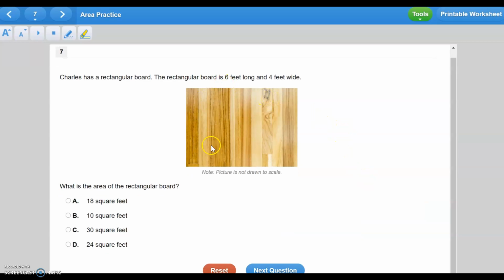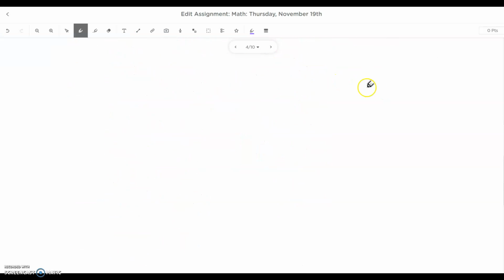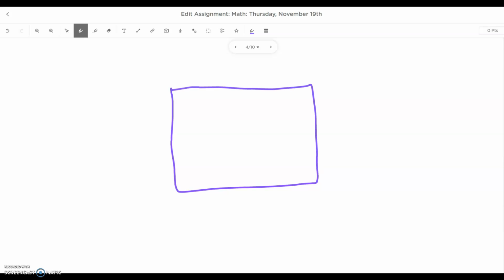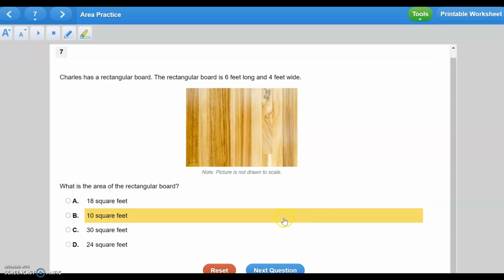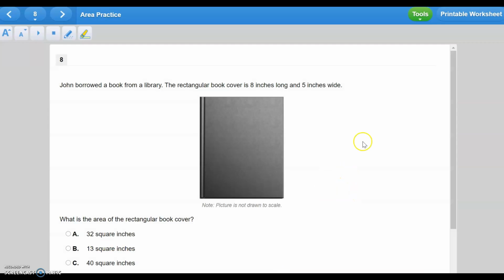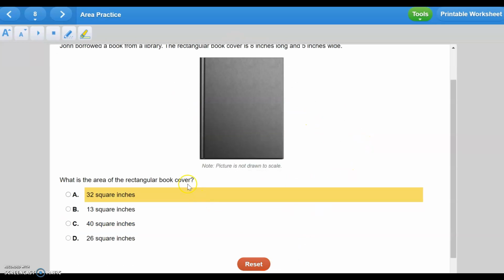And finally, we have this rectangular board. It is 6 feet long and 4 feet wide. You will need to use a piece of paper to draw it out. 6 feet long and 4 feet wide. And then you can find the area. Area, you multiply the length times the width. Once you are finished with all of these problems, there's one last one. You need to find the length and the width. You may click Submit, and then you'll be done for your reading skill for today.